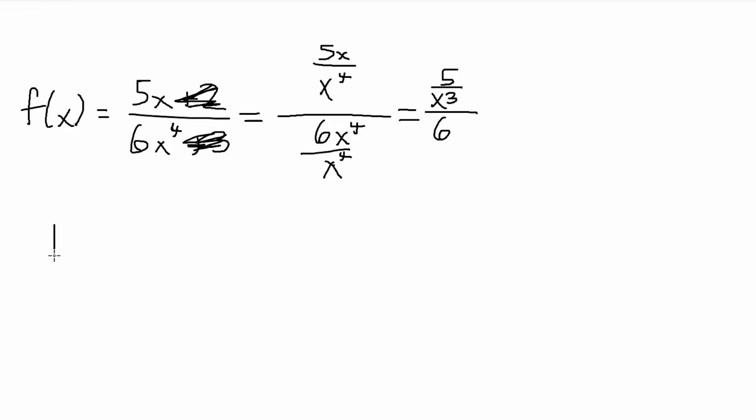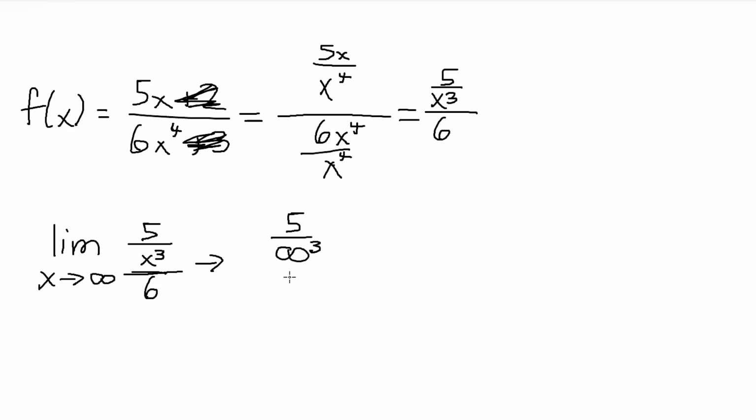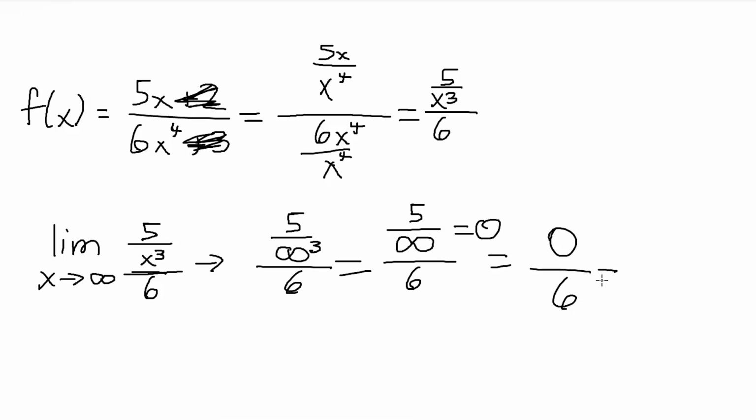And now we're going to want to find the limit of that function right there as x approaches infinity. So again, we just plug in infinity as x. So then that's 5 over infinity to the third divided by 6. Since infinity is infinite, you can't really make it go to the third power. So we're just going to write an infinity under 5 over 6. And now, just like the previous problem, we have a number over infinity, which equals 0. And that makes this entire equation equal 0 over 6, or just 0.